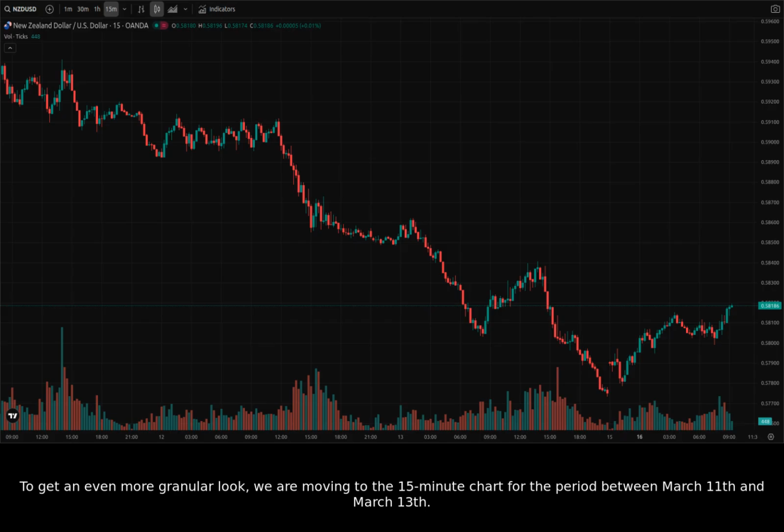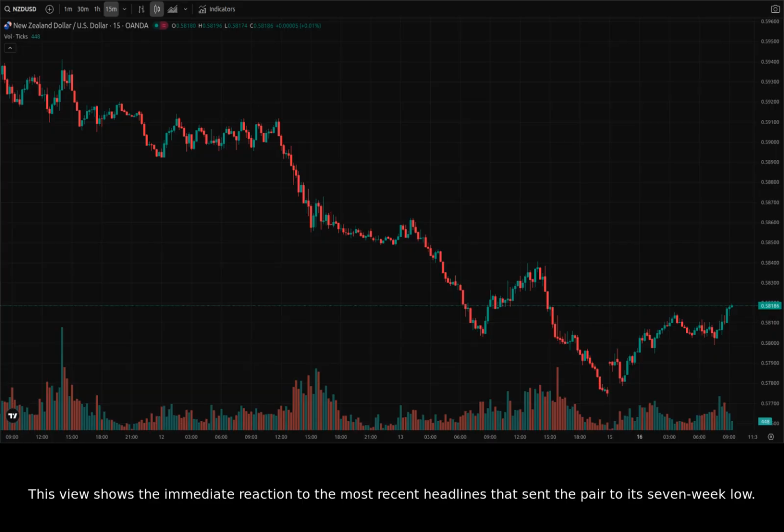To get an even more granular look, we are moving to the 15-minute chart for the period between March 11th and March 13th. This view shows the immediate reaction to the most recent headlines that sent the pair to its 7-week low. On March 11th, we saw a tight consolidation range between 0.591 and 0.594 before the breakdown accelerated.